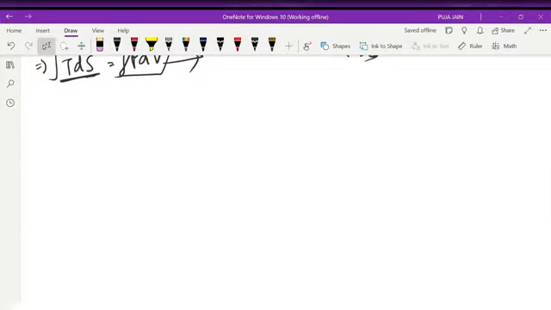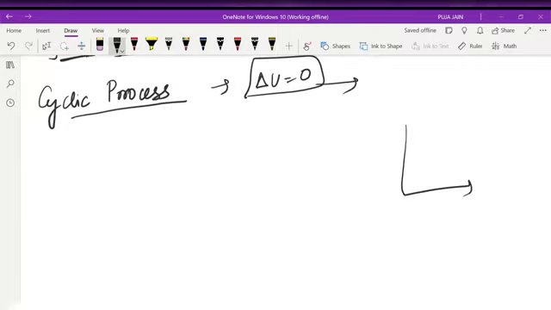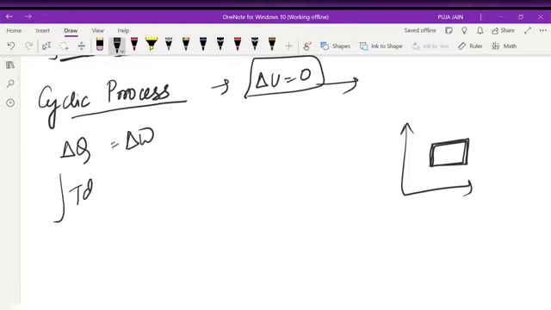Now, in case of a cyclic process, we know our internal energy del U is equal to 0. Why? Because U is a state function. It depends upon the initial and the final state, and in a cyclic process, our initial and final state are the same. So we get del U equals 0, and again del Q is equal to del W. So the area under the curve TdS will give us PdV. Okay, so this is clear.